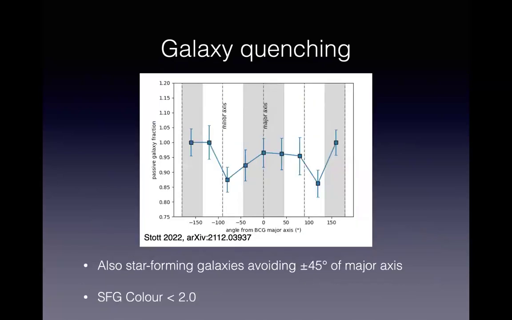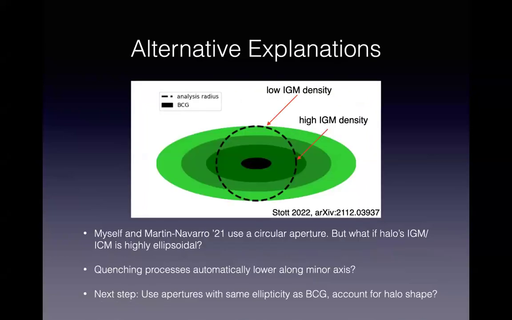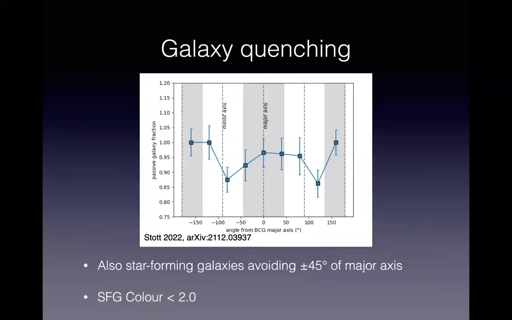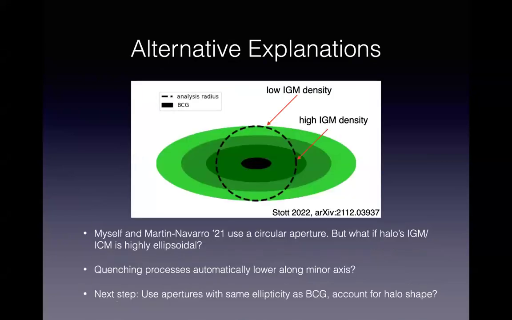So it's not quite a sinusoidal signal, probably because we've only got 20 clusters there, but this is the equivalent plot to the plot Martin Navarro had. And to do this, we need a star-forming galaxy color of less than 2. So anything less than here we're classing as a star-forming galaxy.